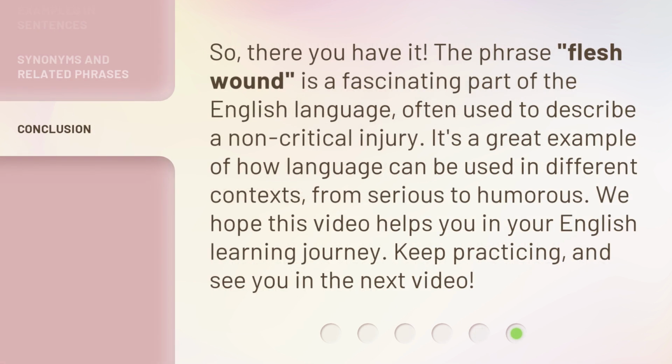So, there you have it. The phrase, flesh wound, is a fascinating part of the English language, often used to describe a non-critical injury. It's a great example of how language can be used in different contexts, from serious to humorous.